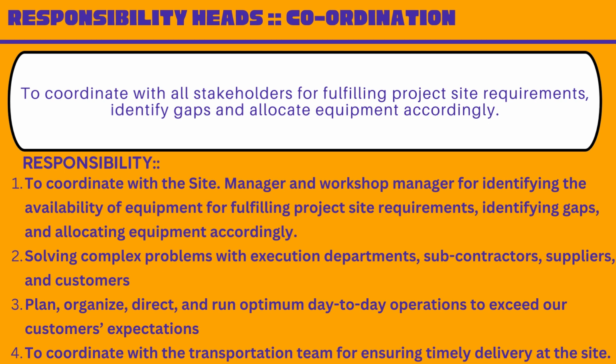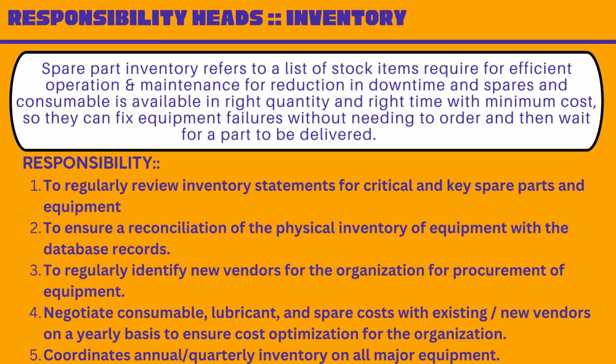Times to coordinate with the transportation team for ensuring timely delivery at the site. 10. Inventory. Spare part inventory refers to a list of stock items required for efficient operation and maintenance for reduction in downtime, and spares and consumables are available in the right quantity and right time with minimum cost, so they can fix equipment failures without needing to order and then wait for a part to be delivered. Responsibility. Times to regularly review inventory statements for critical and key spare parts and equipment. Times to ensure a reconciliation of physical inventory of equipment with the database records.